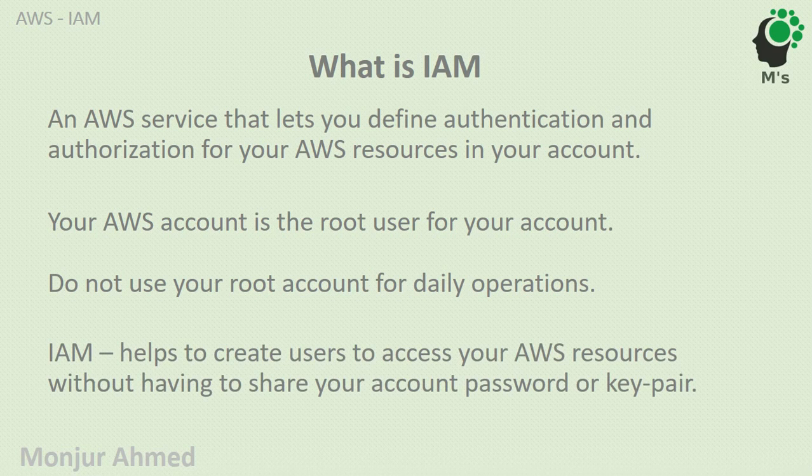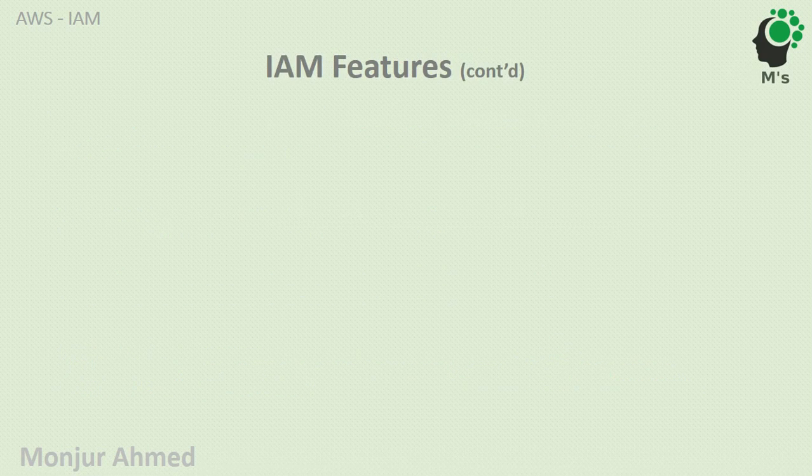And the IAM service helps us to create users to access different AWS resources. And why do we do that? So that we can let someone access our AWS resources, but we do not want to share our account password or key pair. So IAM is a good way to accomplish this. We can use IAM without sharing our key pair or our AWS account credentials.